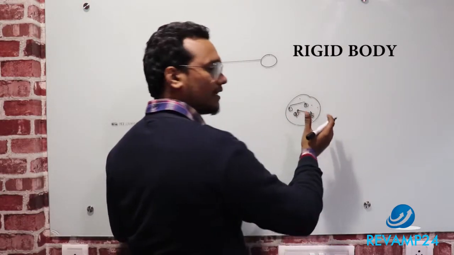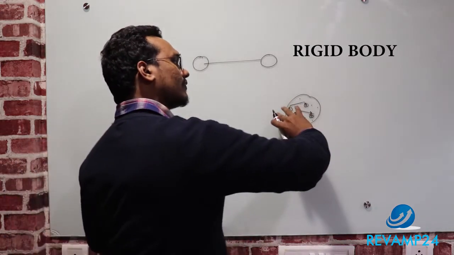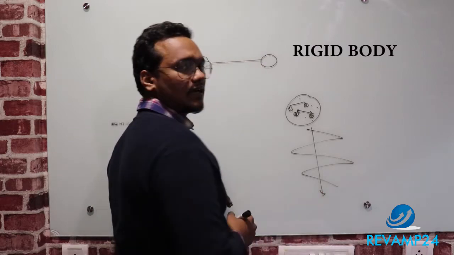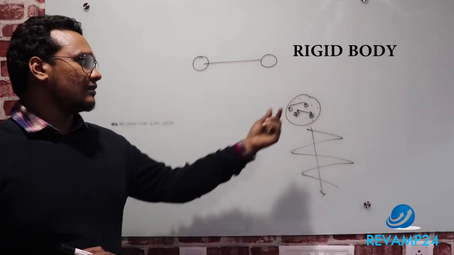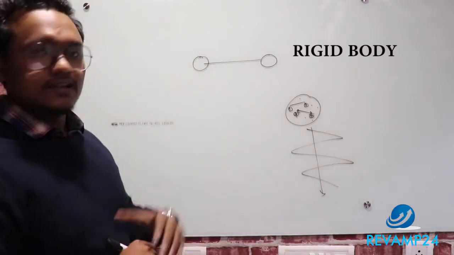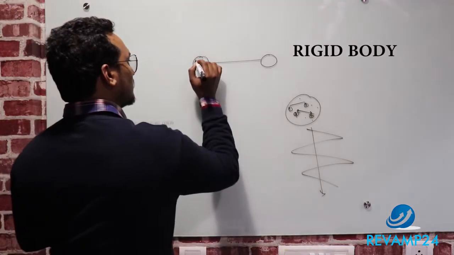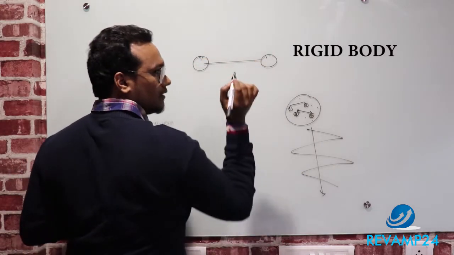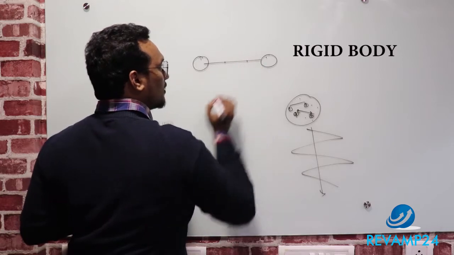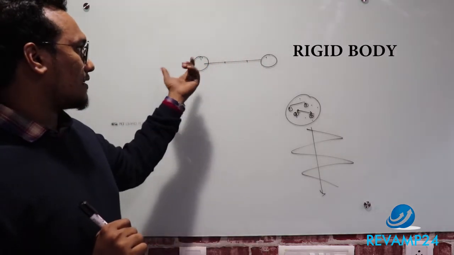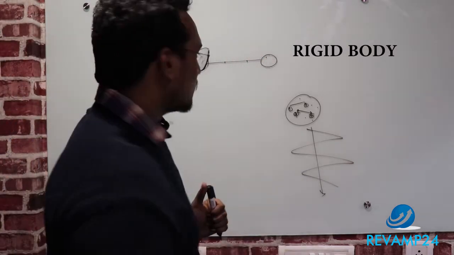Whatever the motion, you can take it anywhere. This can have any motion. It can have zigzag motion, or a motion in a straight line. Still, the distance between the particles will be constant. So this is a rigid body. Why? Because the distance between any two points in the rigid connector that connects two masses will be constant.